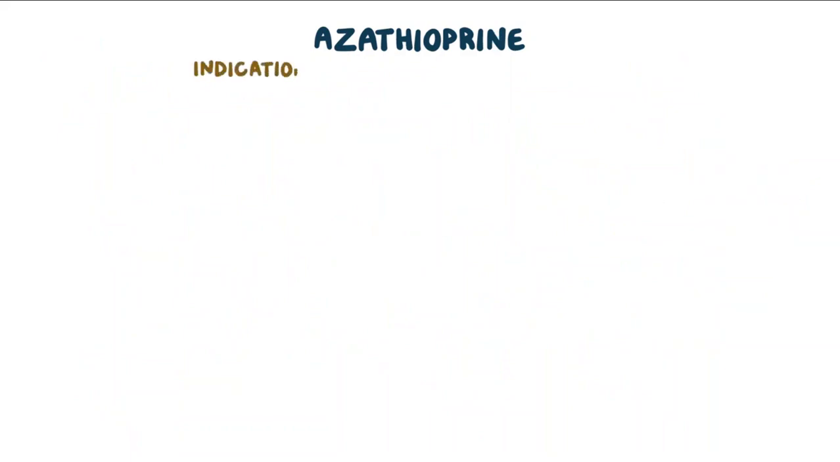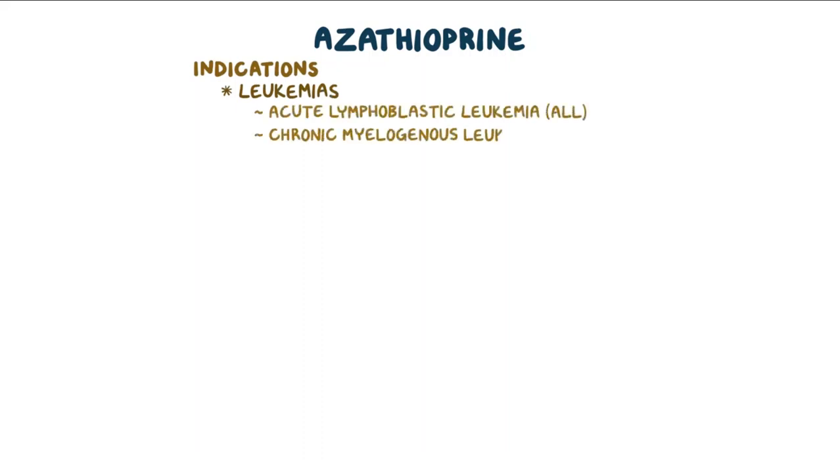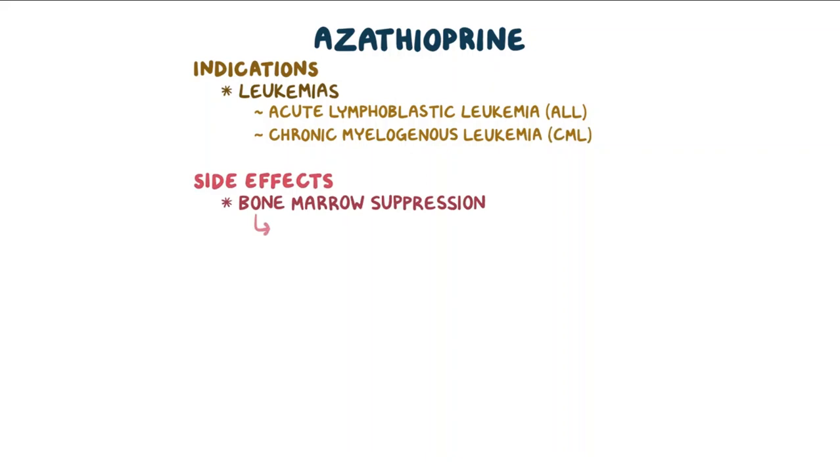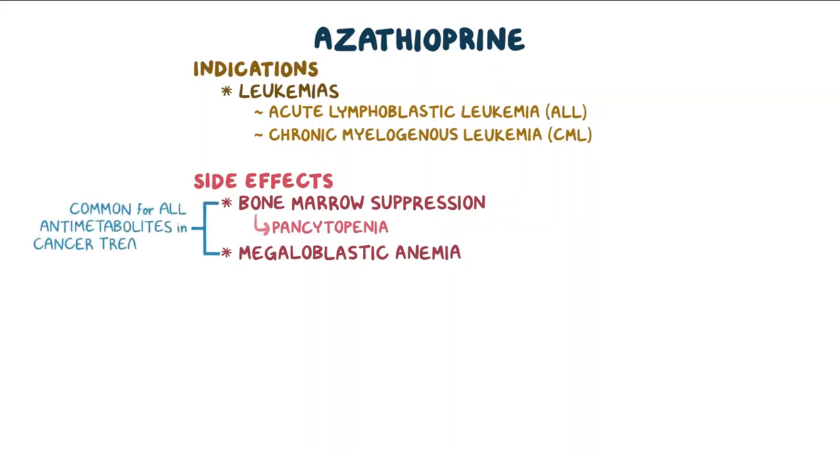Moving on to indications. Azathioprine is used for the treatment of leukemias such as acute lymphoblastic leukemia, or ALL, and chronic myelogenous leukemia, or CML. Now, an important side effect of azathioprine is bone marrow suppression, which leads to pancytopenia. When DNA synthesis is inhibited, megaloblastic anemia occurs. This and bone marrow suppression are common to all the antimetabolites used for cancer treatment.